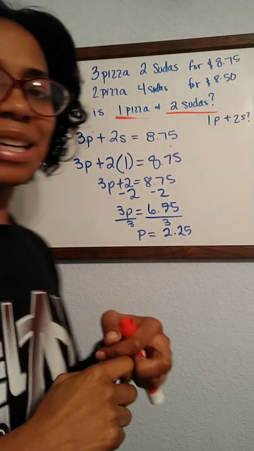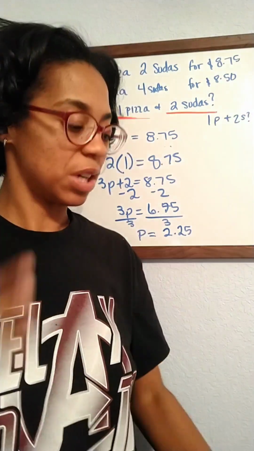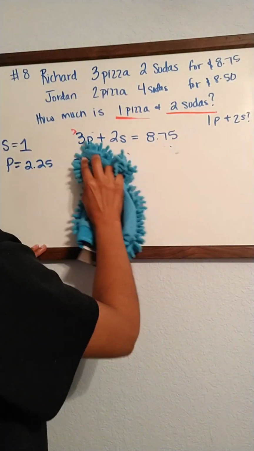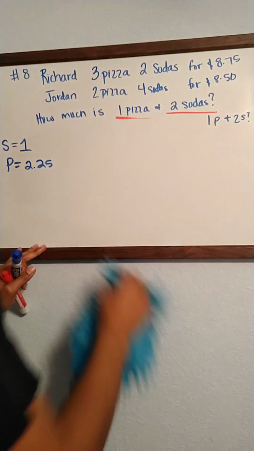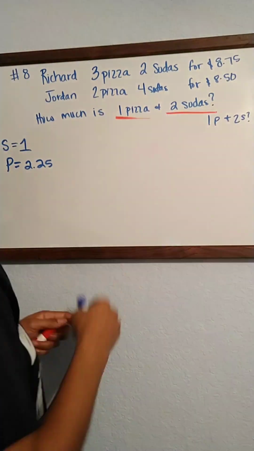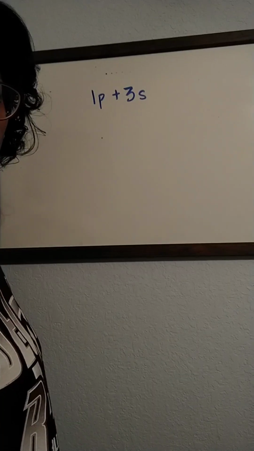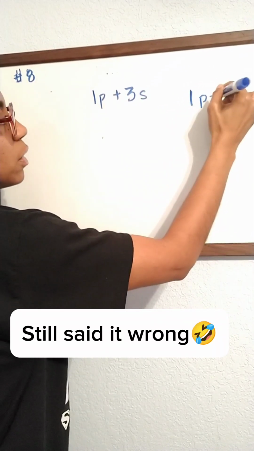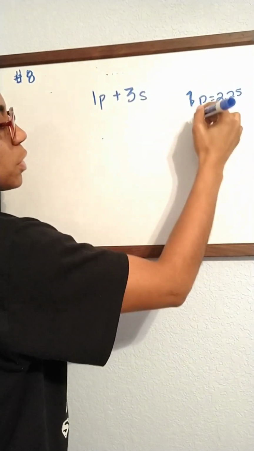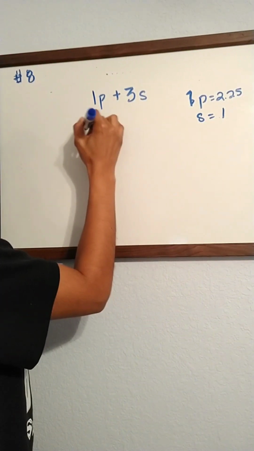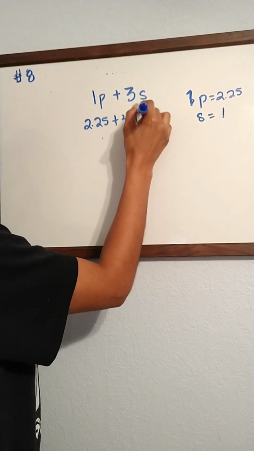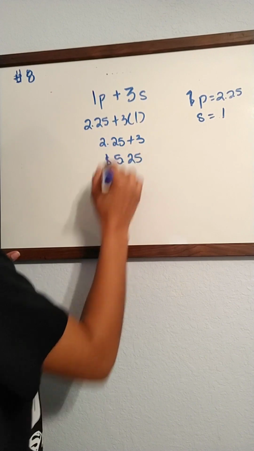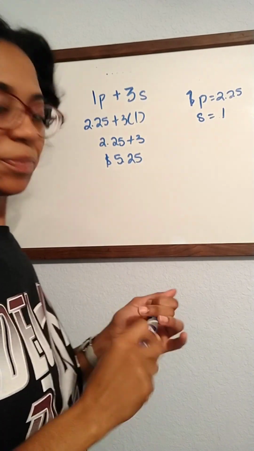So my pizza is equal to $2.25. And this can be overwhelming and it can be a lot. It's going to take practice, until you understand really what it is you're trying to do. I'm not done yet. I've solved and I've got what my variables are equal to, but I still haven't answered the question. The question says, how much is one pizza and 2 sodas? The one pizza was $2.25, and then the soda was 1. So that would be $2.25 plus 2 times 1, $2.25 plus 2, which would be $4.25. I want to make sure you have the right answer on your sheet. My bad.